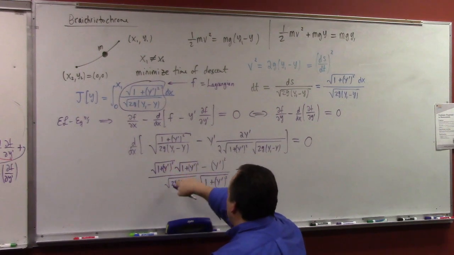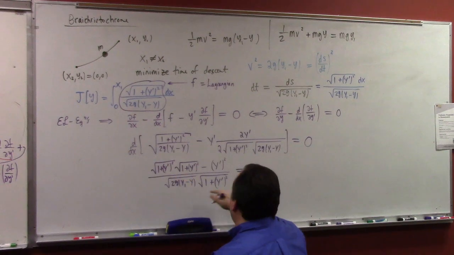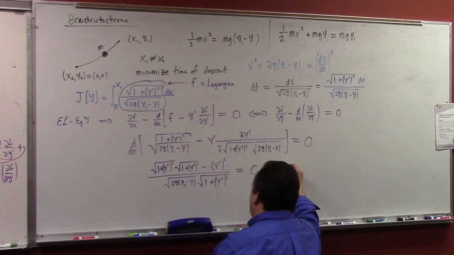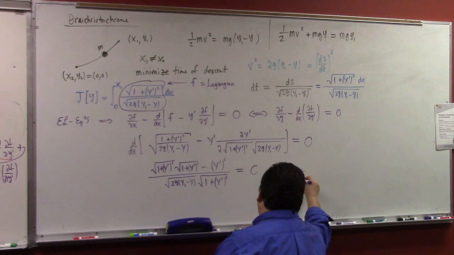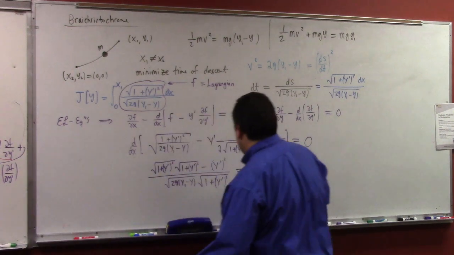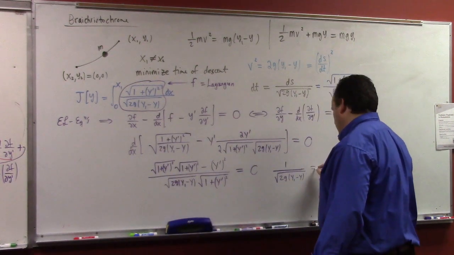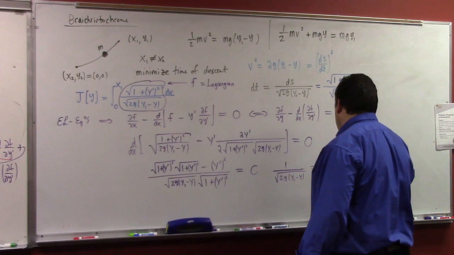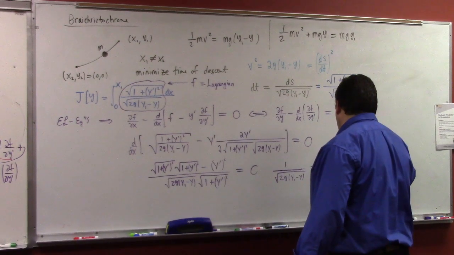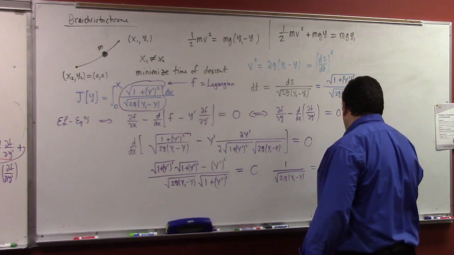But what is this? See that? That gives us just 1 over the square root of, so we have 1 over the square root of 2g times y1 minus y, is equal to a constant times the square root of 1 plus dy dx squared.